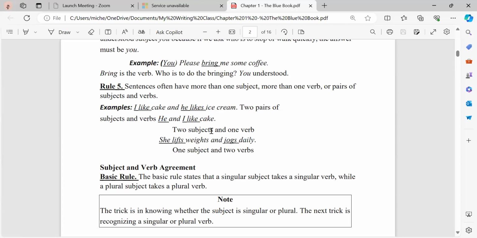And there we have another type of sentence, which is one subject and two verbs. She lifts weights and jogs daily. So there is one subject, which is she, and the two verbs are lifts and jogs. So there are two verbs, and then one subject. Usually, if there is no other subject, like in the example of lifts weights and jogs, then there would be only one subject unless it is specified. For the example I like cake and he likes ice cream, that would be two subjects.